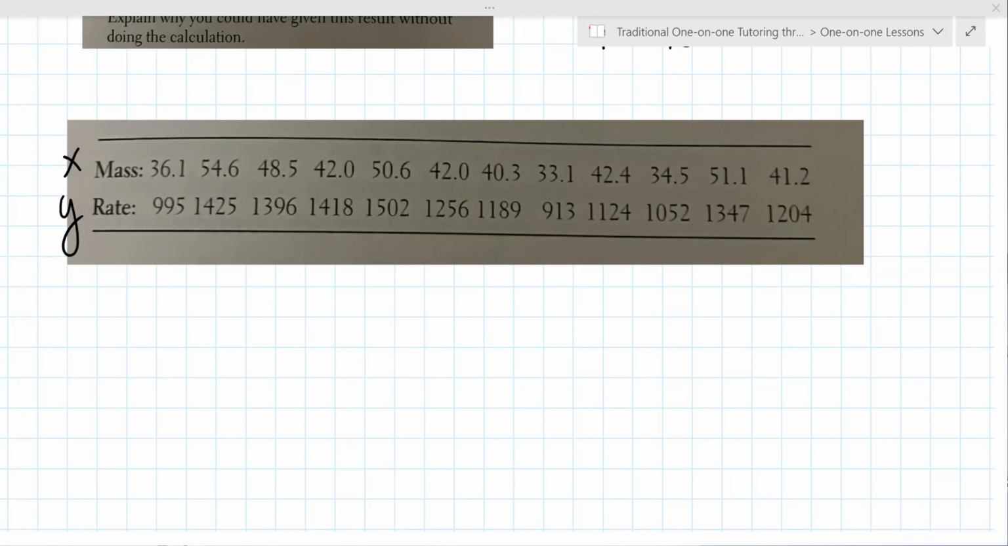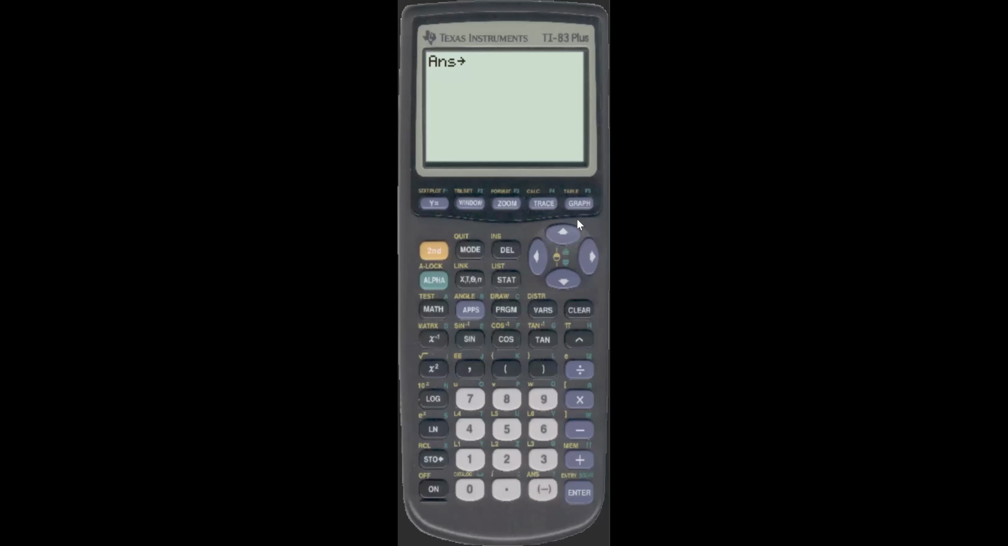Do you have your calculator out? Yeah. Can you get it out? Okay, great. So put in the data points. I'm gonna share my screen here, and this is an 83, but it's really similar.